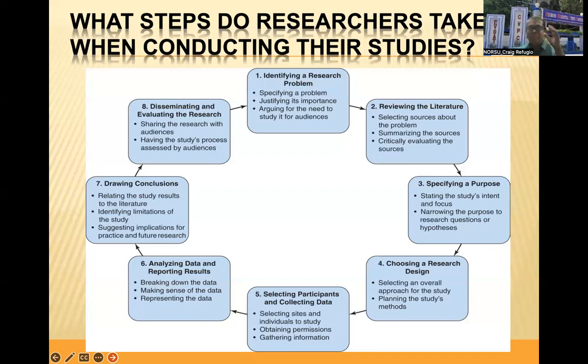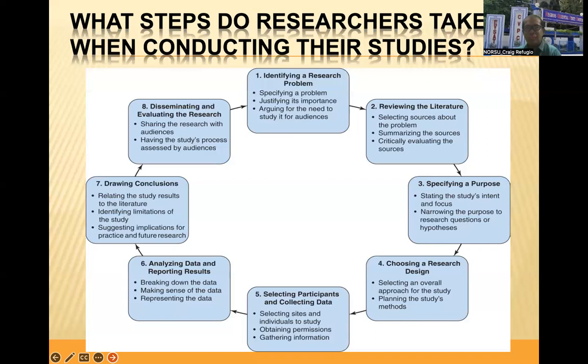Number 3, specifying the purpose. Stating the study's intent and focus, narrowing the purpose to research questions or hypotheses. When you look up the purpose or the objectives, or in general the specific statement of the problem, we have to look at the acronym: that it is specific, measurable, attainable, realistic, and time-bounded.